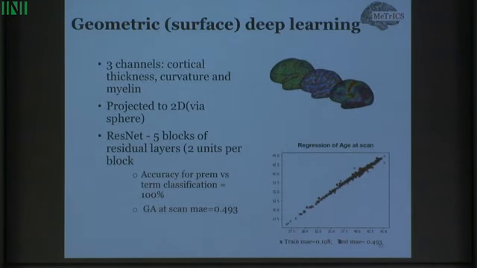So using this type of approach, my postdoc made some predictions of gestational age at scan using the developing data, using morphological and myelination features, and this showed extremely good predictions within the range of error of the measurement.